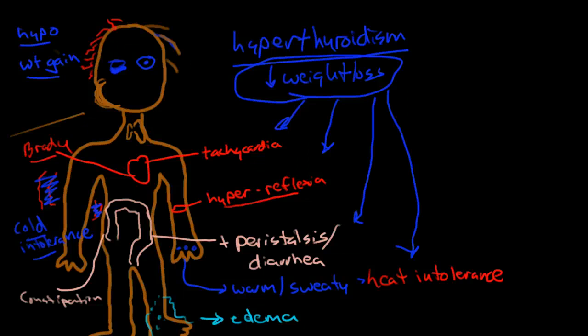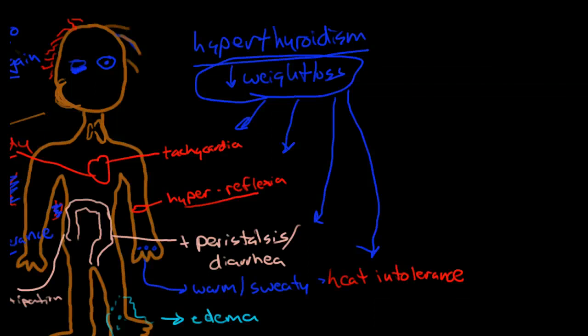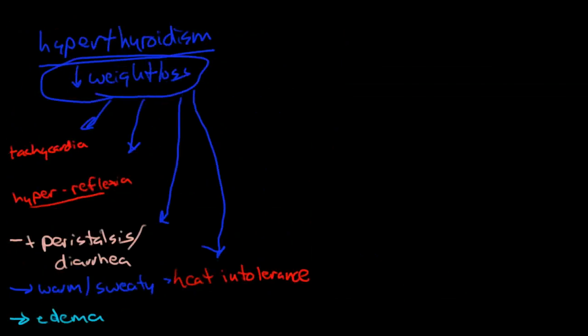Okay, so one of the most common causes of hyperthyroidism, I'm going to talk about hyperthyroidism first, is a condition called Graves' disease. Now, Graves' disease is a very interesting autoimmune disease, because here I'm drawing a little picture of a thyroid follicle again.